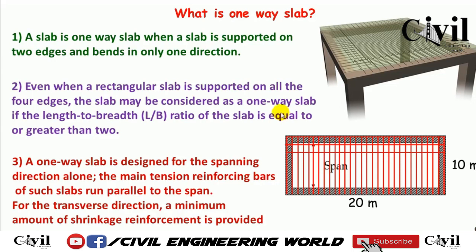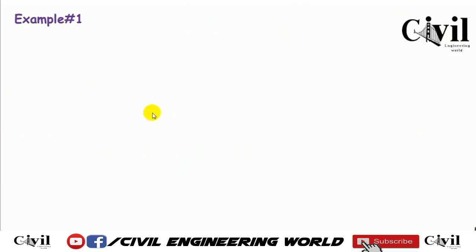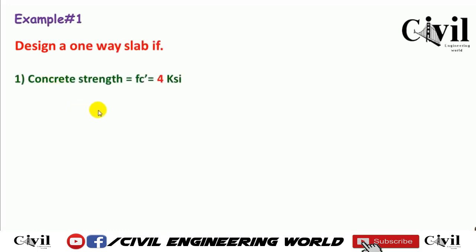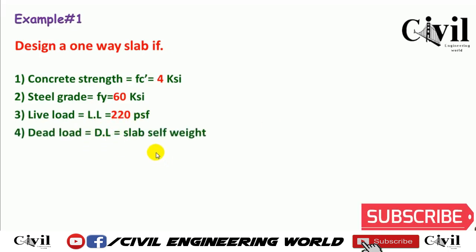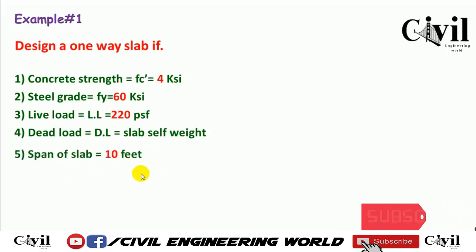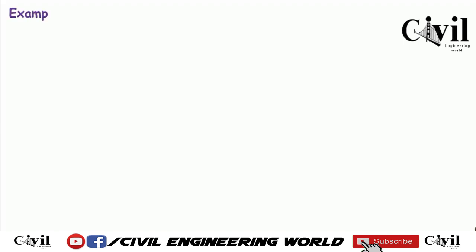So let's jump to an example, which is the design of a one-way slab. Here the data is given. Concrete strength is equal to 4 ksi, steel grade is equal to 60 ksi, live load is equal to 220 psf, and dead load is equal to the slab self weight. The span of the slab is 10 feet. Using the given data, we are going to design a slab. The same example and the same data are used to design this slab.